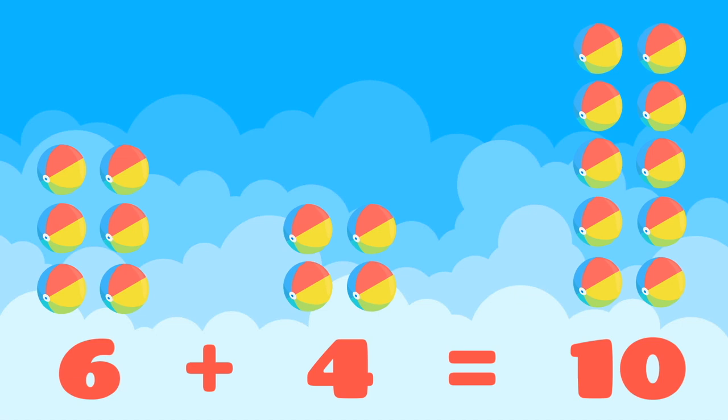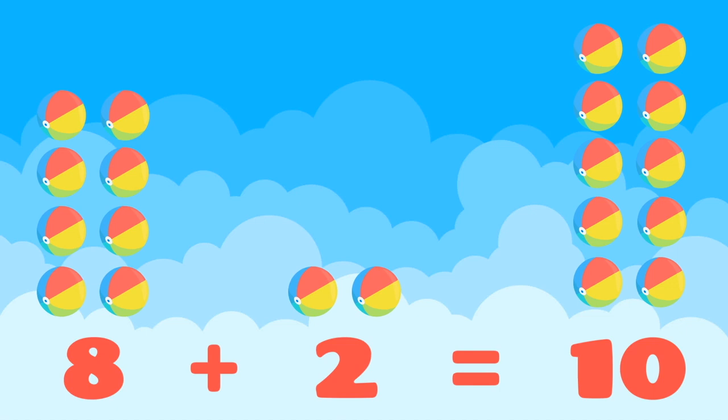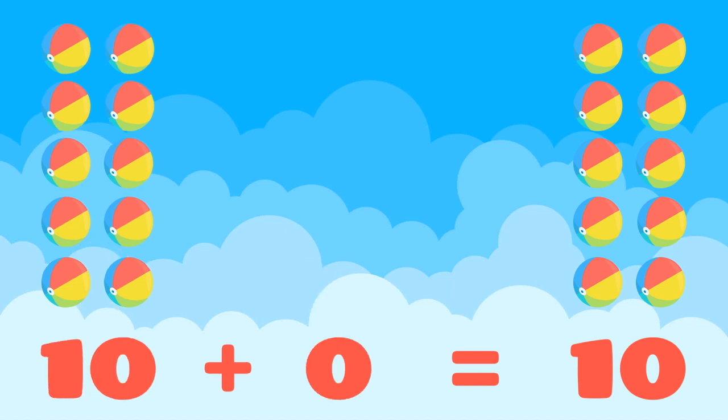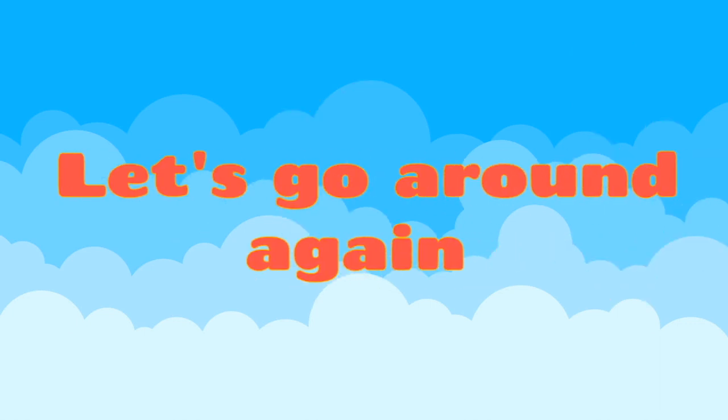6 plus 4 is 10. 7 plus 3 is 10 again. 8 plus 2 is 10. Woohoo! 9 plus 1 is 10. 10 plus 0 is 10. Just like 0 plus 10 is 10.